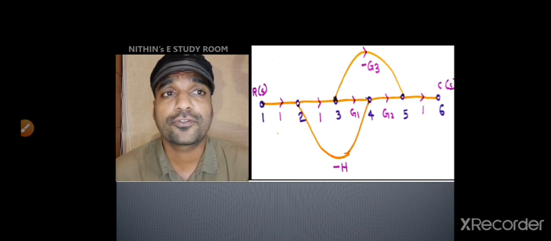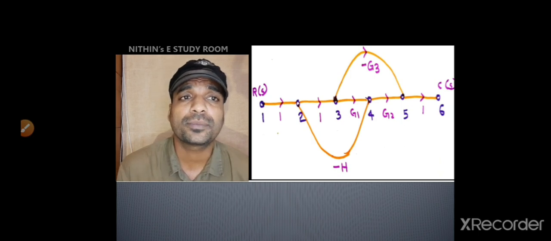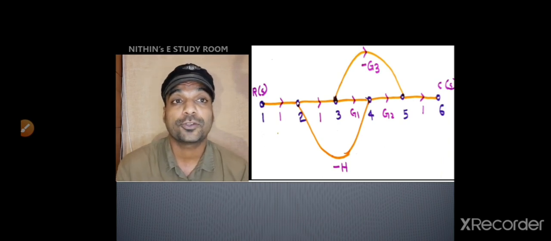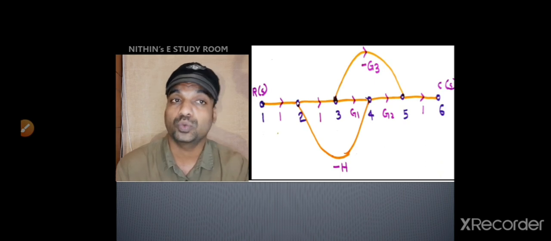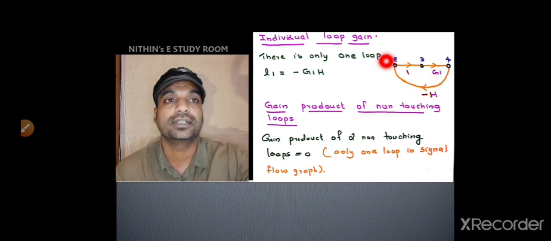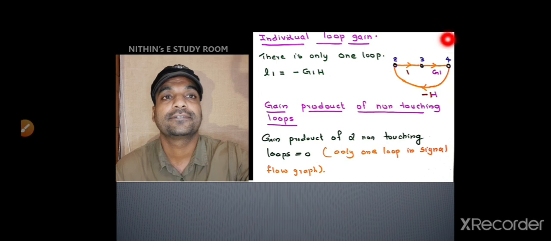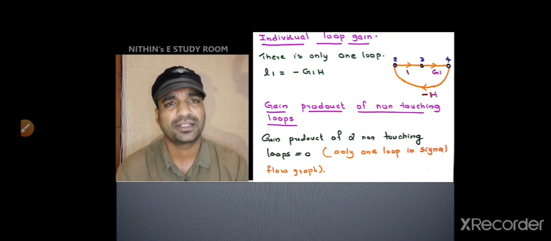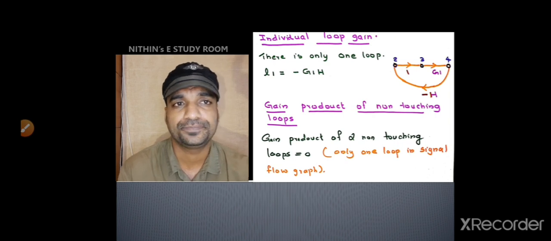But what about 3, 4, 5? Please check 3, 4, 5. From 3 to 4 the arrow mark is okay, and from 4 to 5, but from 5 to 3 the arrow mark is just opposite, so it is not a loop. So the one and only loop is 2, 3, 4, 2. I have drawn that case here. This is the loop and its gain is: there is a G1 block in between 2, 3 and 4, and there is a minus H block in between 4 and 2. So the loop gain is minus G1 into H. It is just the multiplication of those functions.